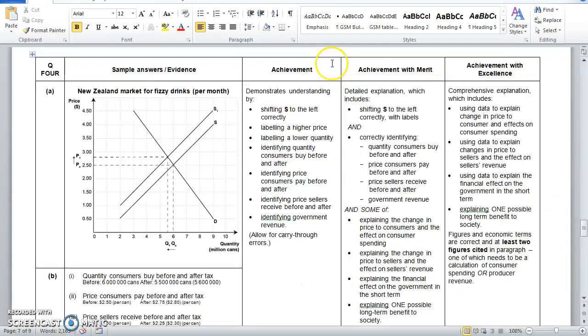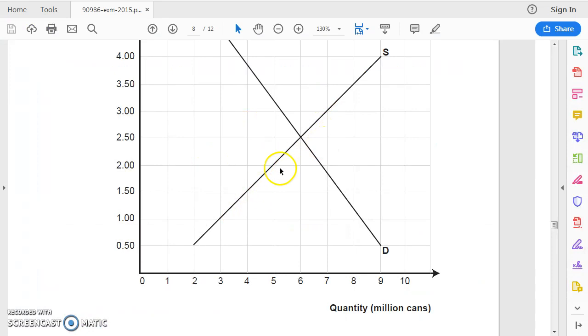And now in the answers, I don't like it. It's called S1. I disagree. That's an incorrect labelling. Thank you. Whoever wrote this assessment schedule, you've got to be careful. I feel it should be called S plus tax. And here's the reason why. This supply curve here, which is the original, has not changed. There's been no change in cost for this firm.